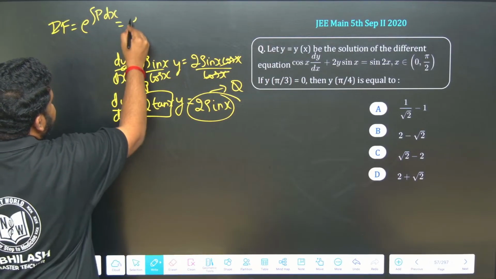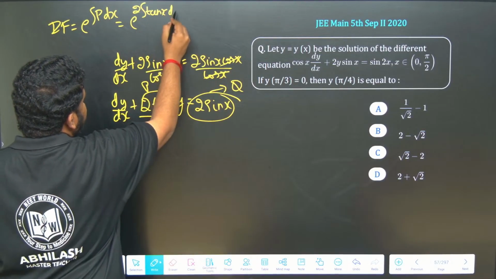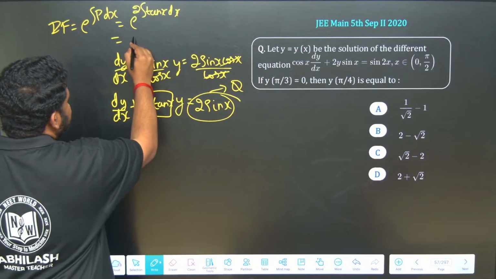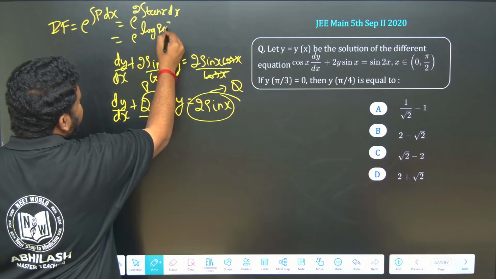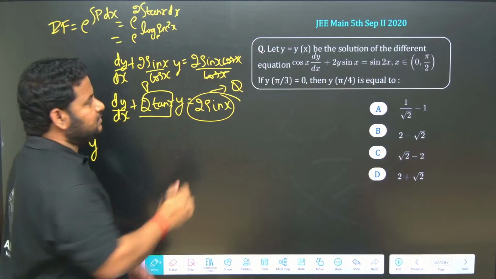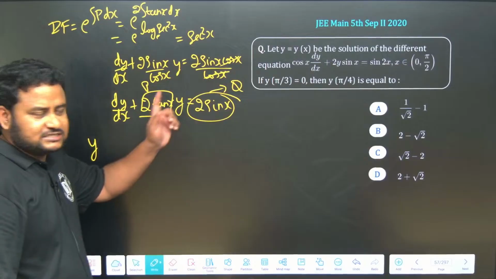So that is e power integral of 2 times tan x dx. So that gives me what? Integral of tan x is log of mod secant x. So if I send 2 inside, this will become log of secant square x to the base e. So e power log a to the base e will give me just a. So this will be secant square x. So my integrating factor is secant square x.